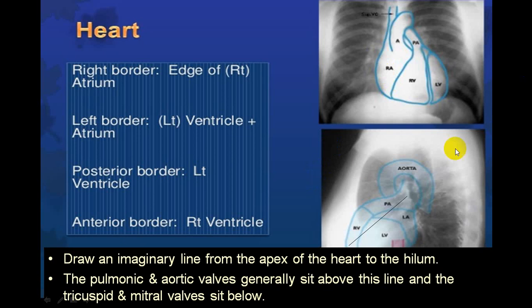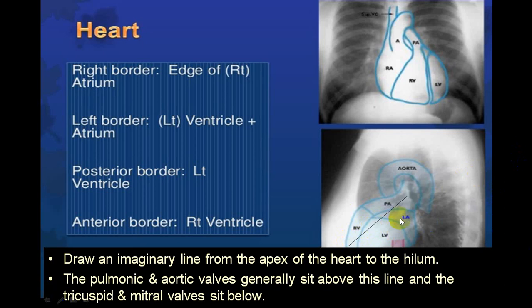We'll show you that. So this is an imaginary line, and above this line we come across the aortic valve. The aortic valve will come here, and the pulmonary valve will come somewhere here. So the aortic valve is a little higher up, and the pulmonary valve. And below this imaginary line from the hilum towards the apex, the mitral valve and tricuspid valve will come somewhere here. The tricuspid valve will be here. So that will be the position.